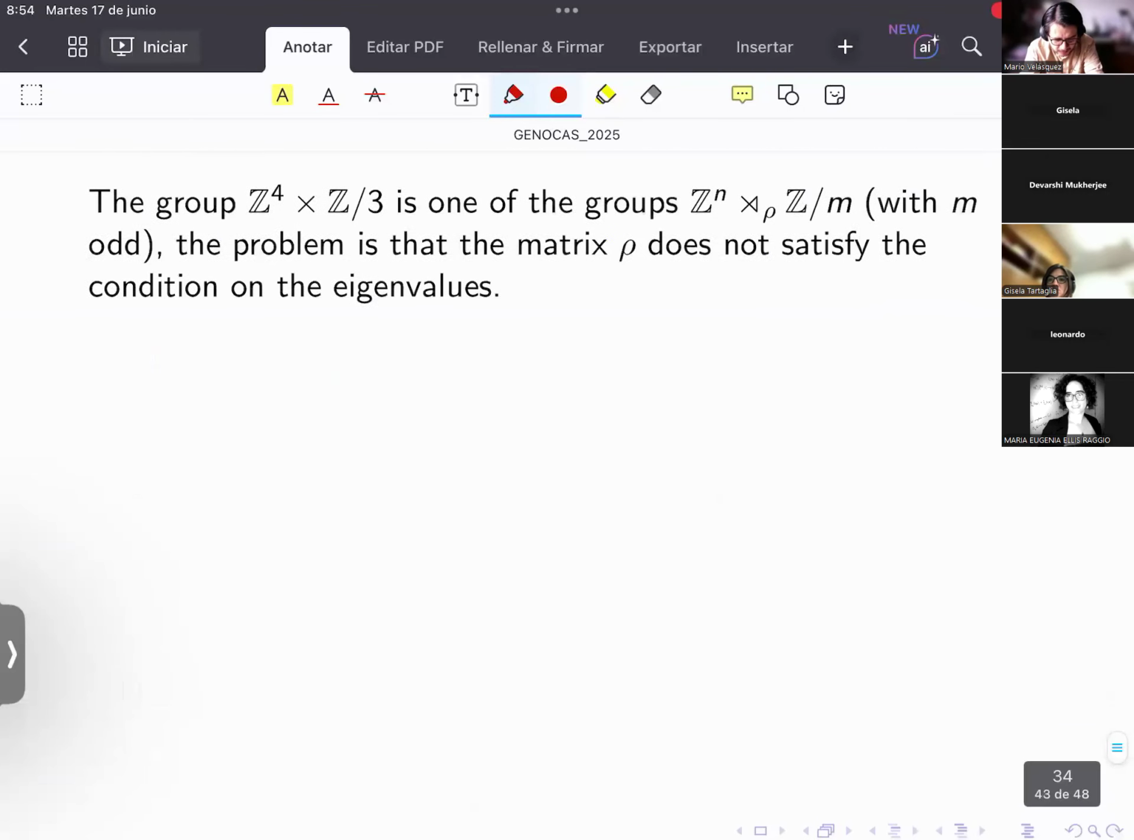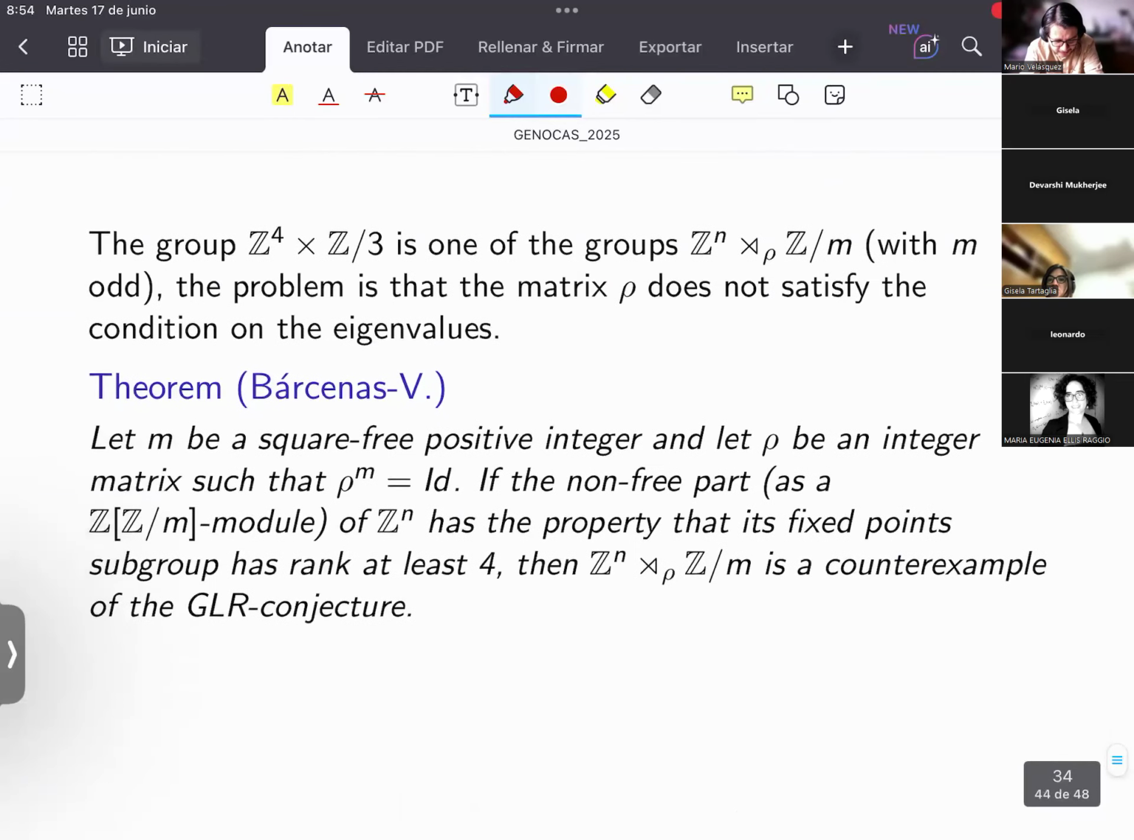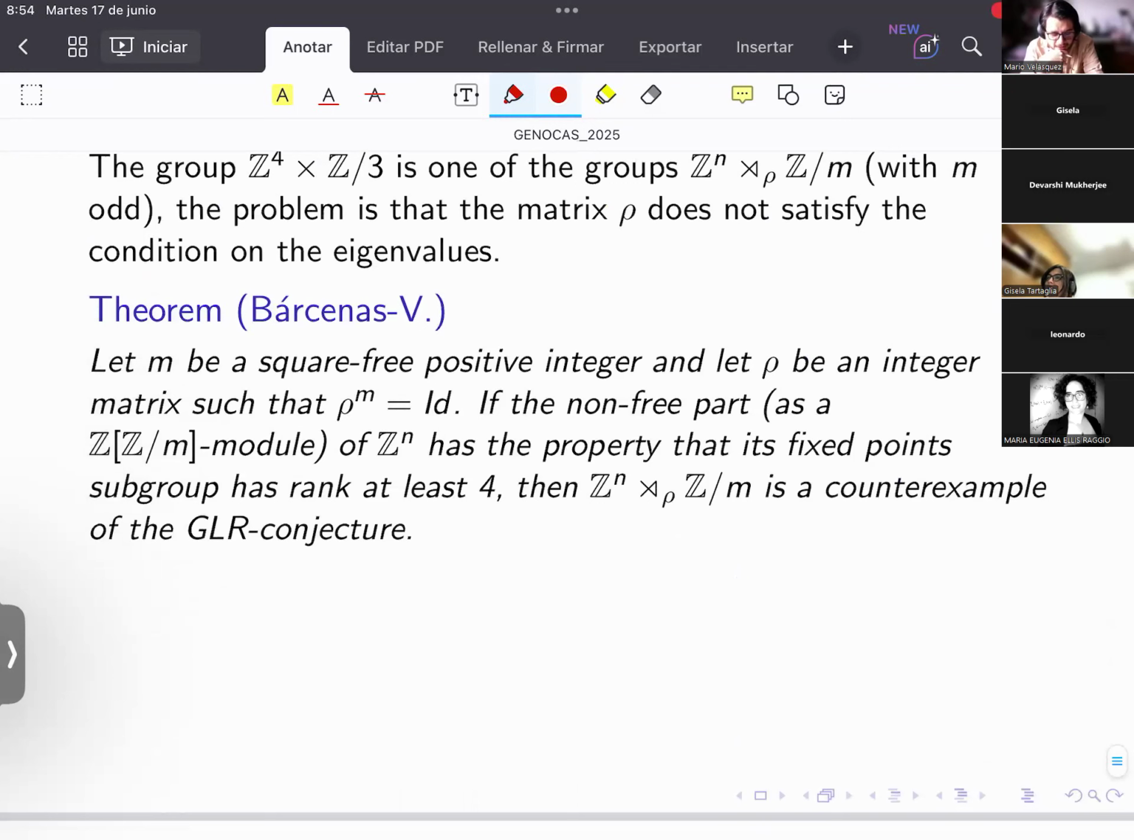I don't have time to explain the proof, but the idea is that if we consider a positive square-free integer m, and let rho be an integer matrix of order m, recall that using rho we have an action of Z/m on Z^n. If the rank of the fixed points of this action is at least 4, then this semidirect product is a counterexample of the Gromov-Lawson-Rosenberg conjecture.